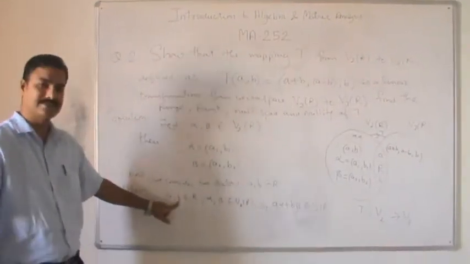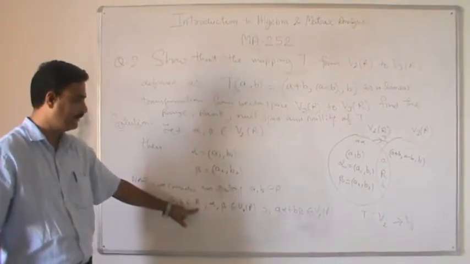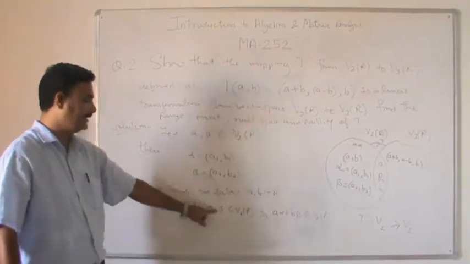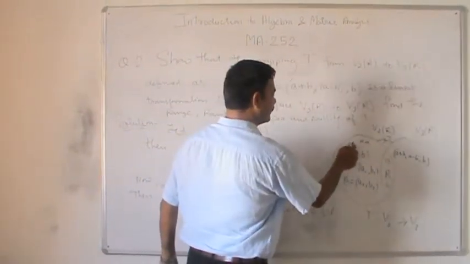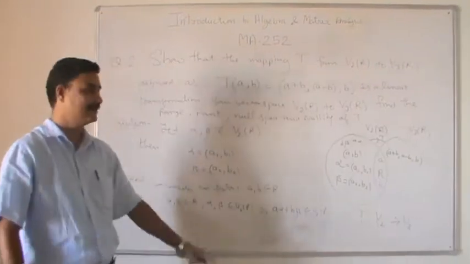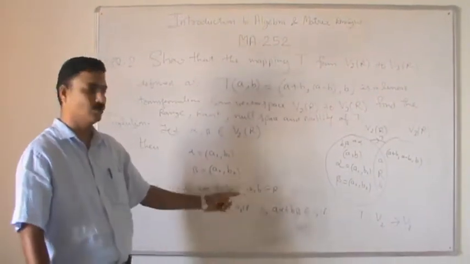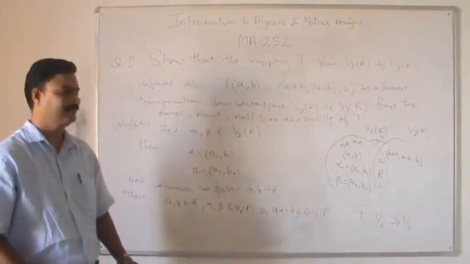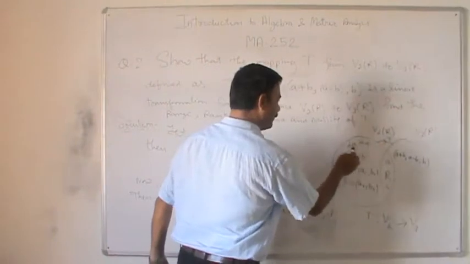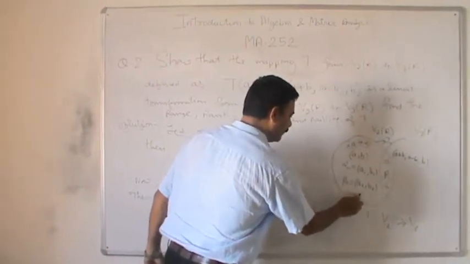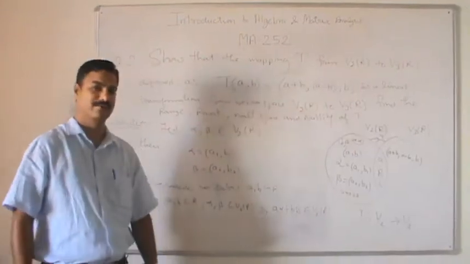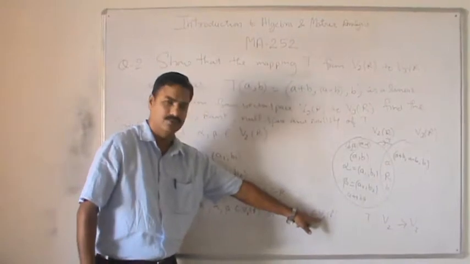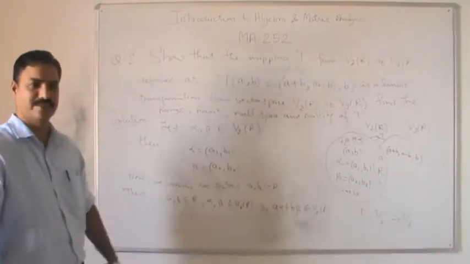And similarly, if we choose another scalar b belonging to our field R, then this b times another vector beta, which belongs to V2(R), is again a member of V2(R), because V2(R) is a vector space and it is closed under scalar multiplication. As well as this, V2(R) is also closed under vector addition, so the resulting sum a alpha plus b beta is again another member of the same vector space V2(R). So this a alpha plus b beta is some vector which belongs to our two-dimensional vector space V2(R).